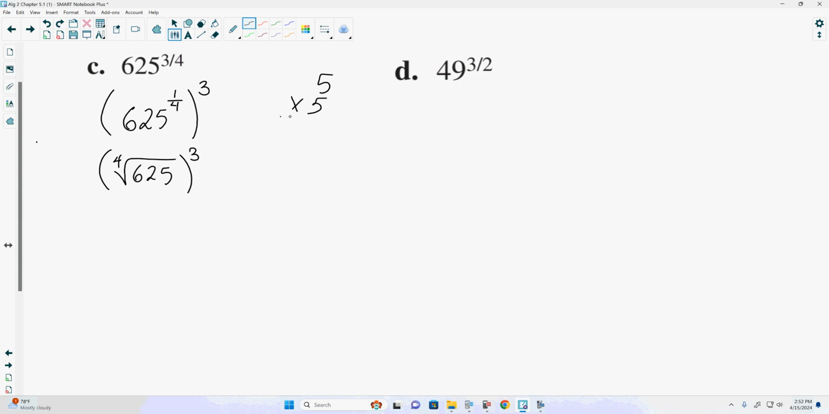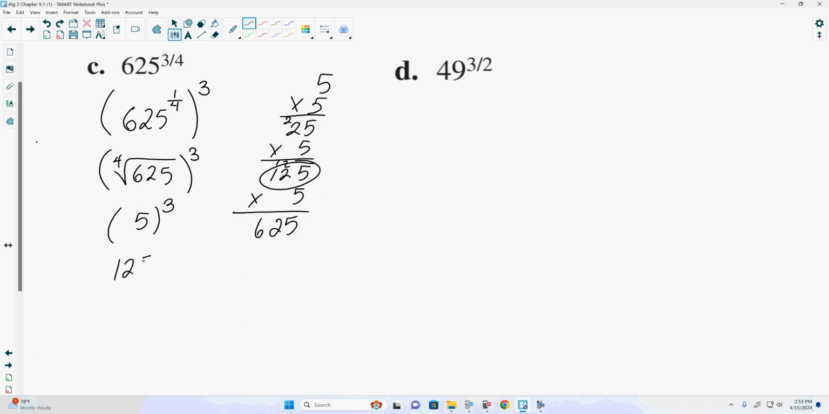So if we did 5, 5 times 5 is 25. If we multiply it again to get cubed, we'd have 5, carry the 2, which would be 125. And if we do it one more time, 5, 2, 10, there's 1, 5 times 1 is 5, plus 1 is 6. So the 4th root of 625 is 5. And 5 to the 3rd power is 125, and that's it.